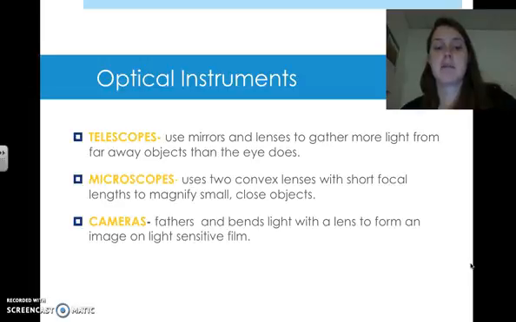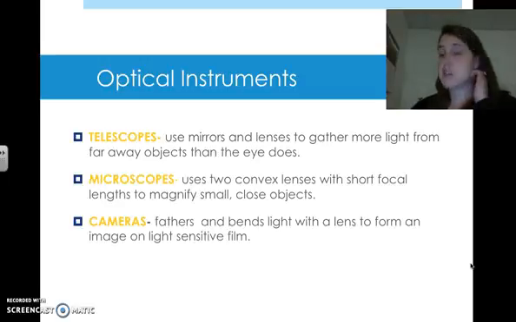Then you have cameras. Cameras gather and bend light. It takes the light and puts it through a lens where it will be bent, and then that allows the image to be formed on actual light-sensitive film. So all of those things are done with lenses that follow those laws of light, reflection, refraction and diffraction that we've been talking about.